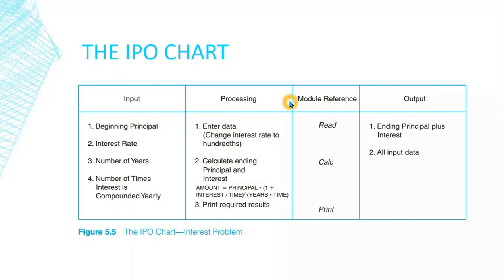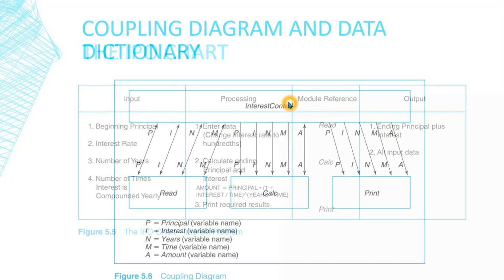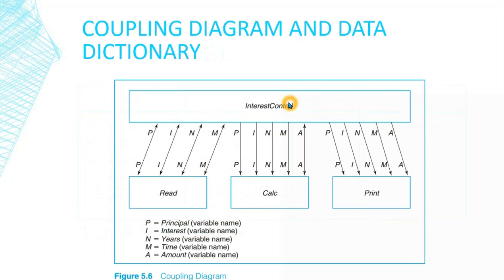Okay, so we go directly to the coupling diagram between these modules. If you remember the coupling diagram, it shows how the modules share data between them. So it's a little similar to the interactivity diagram, but here, for example, the interest control module has the variables P, I, N and M.